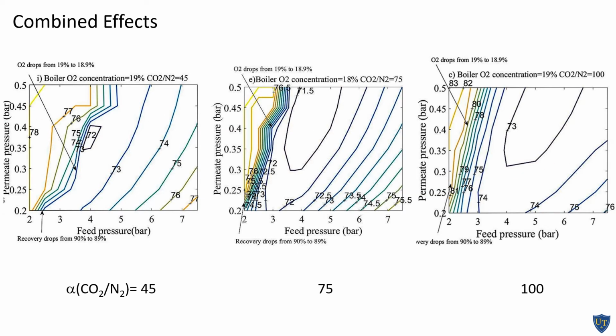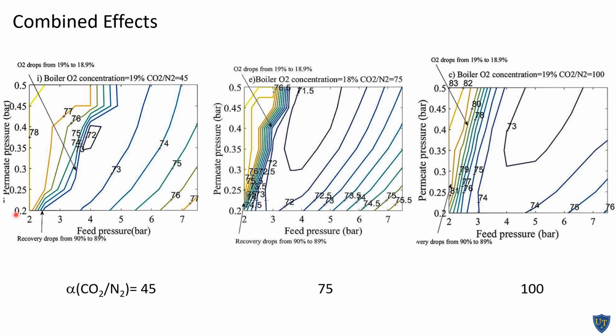The results of the full optimization study are shown here. What you see are contours of constant values of levelized cost of electricity. In each of these plots, we've varied the permeate pressure from 0.2 to 0.5 bar and the feed pressure from 2 to 7 bar for a fixed value of selectivity. The first plot is for a selectivity of 45, the second is for a selectivity of 75, and the third is 100. We determined the levelized cost of electricity for a fixed boiler feed air composition of 19%. We deemed this to be the lowest acceptable value going into the boiler.